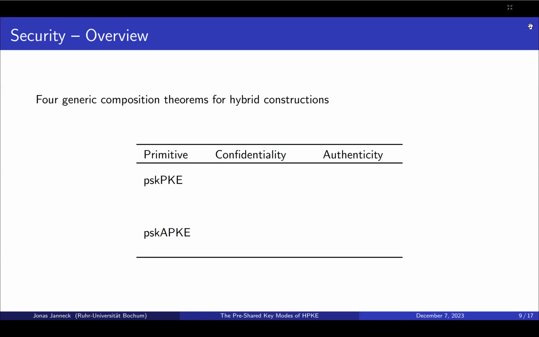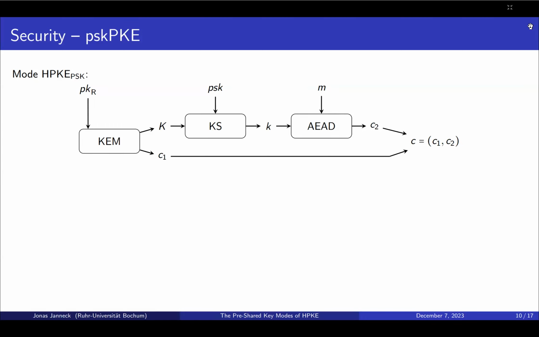Okay, now let's take the case of the actual mode. So this is a figure you've seen in similar manner in the beginning, and this is just the PSK mode. So the PSK comes into place in the key schedule. So the key schedule not only takes the shared secret from the KEM, but also the pre-shared key. And then the encryption is replaced by AE, authenticated encryption with associated data, because this is how the RFC is designed.